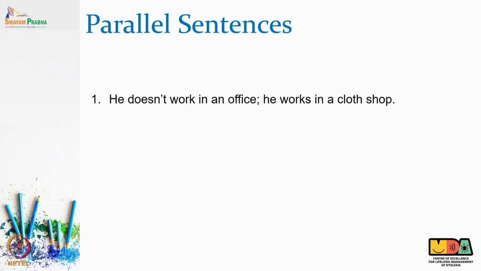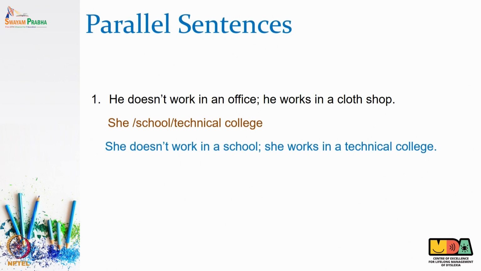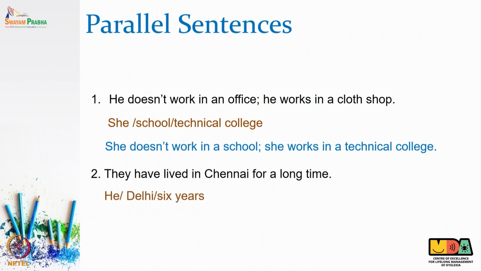Now let us take an example. The model sentence is, he doesn't work in an office, he works in a cloth shop. The clues given are she, school, technical college. The sentence would be, she doesn't work in a school, she works in a technical college. Let us see another example. They have lived in Chennai for a long time. The clues given are he, Delhi, 6 years. So, now the sentence written by the child would be, he has lived in Delhi for 6 years.